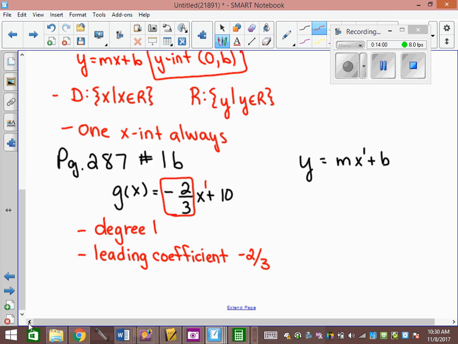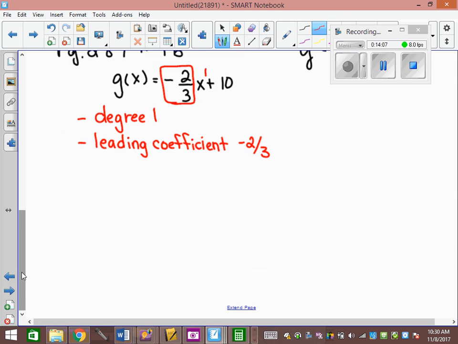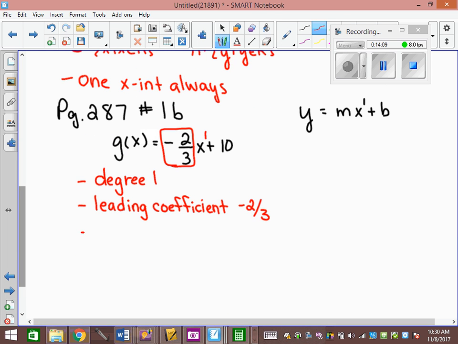So the leading coefficient is negative 2 over 3. Then it wants the constant term. Remember, the constant term is the number without a variable. So what's the constant term, guys? 10.